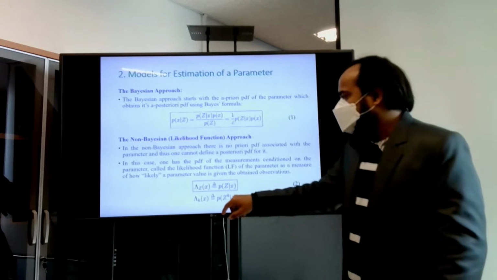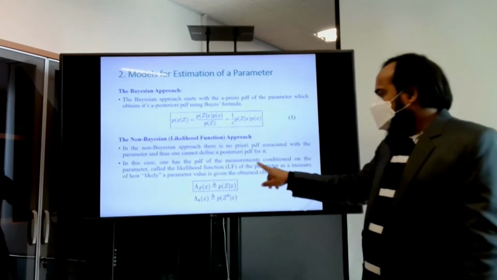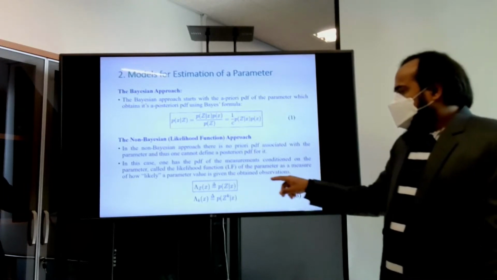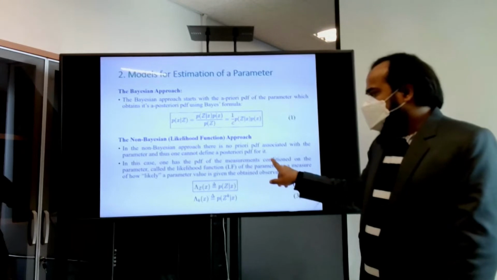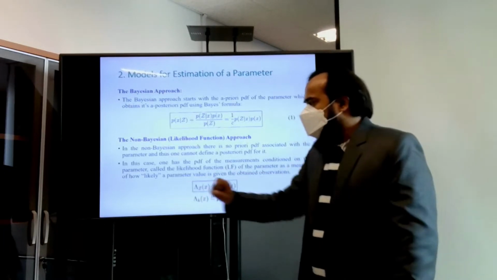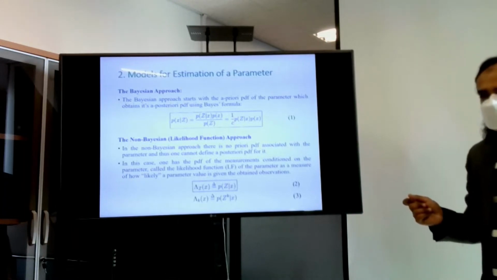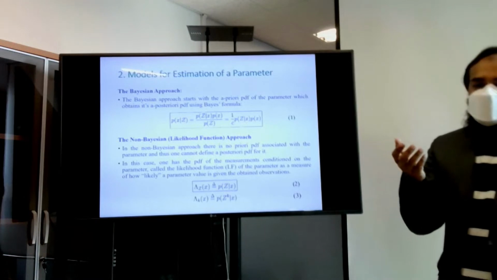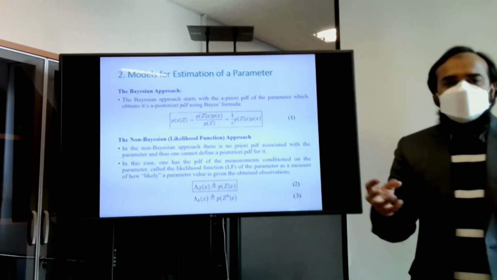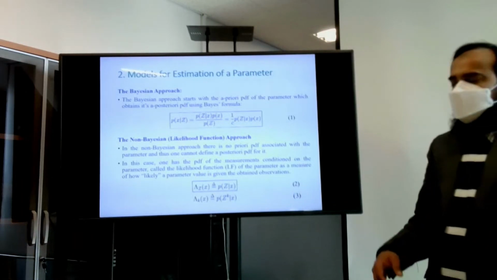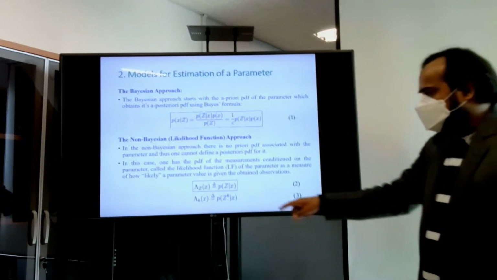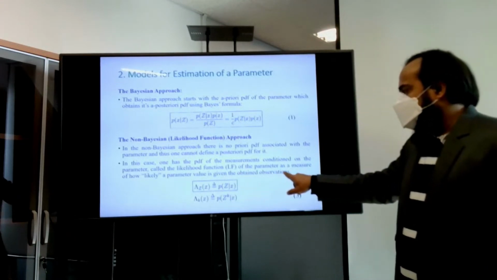So here x naught. Okay, so in this case one has the PDF of the measurement conditioned on the parameter, called the likelihood function, LF, likelihood function of the parameter. So this PDF of the measurement conditioned on the parameter is the likelihood function. It is a measure of how likely a parameter value is given the obtained observation. So what is likely is, you can say, the most likely match. Okay, so likely is some kind of probability, a measure of how likely a parameter value x is given the obtained observation.